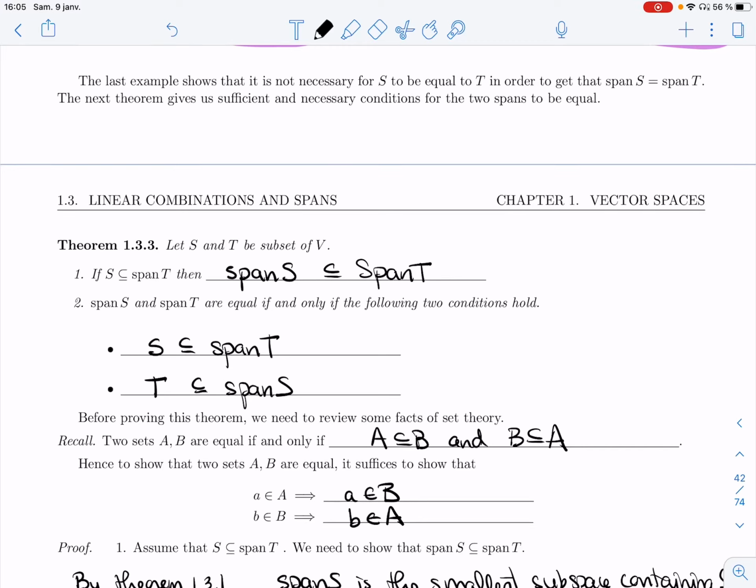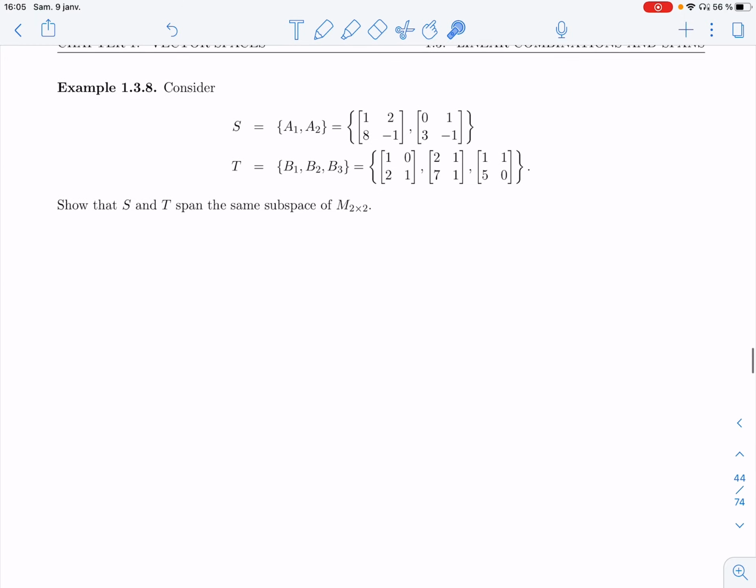All right, in the last video, we proved that span of S and span of T are equal if and only if these two conditions hold: S is inside span of T and T is inside span of S. So I want to show you what that implies, what it entails in the following example.